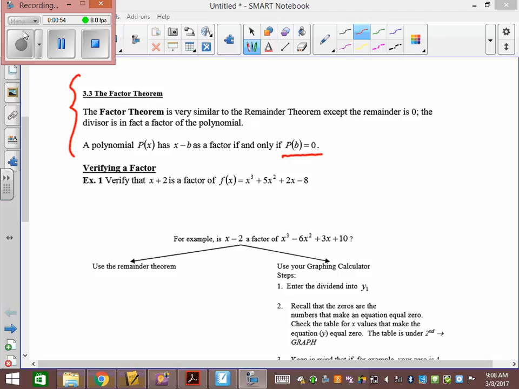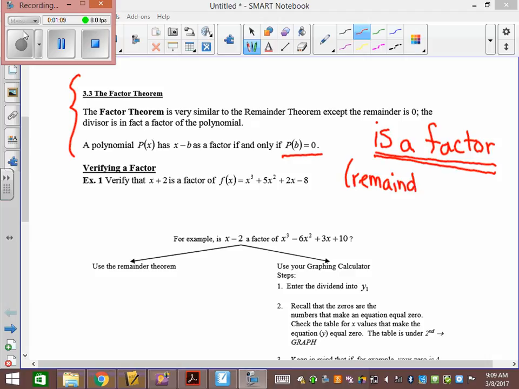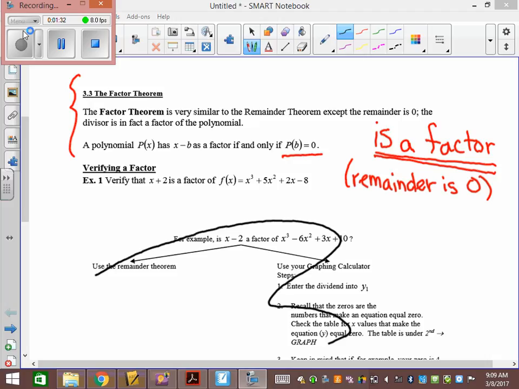So if you ever read "is a factor" anywhere in the question, that means the remainder is 0. You don't have to write any of that for now. Just ignore that. So we're looking at example 1.